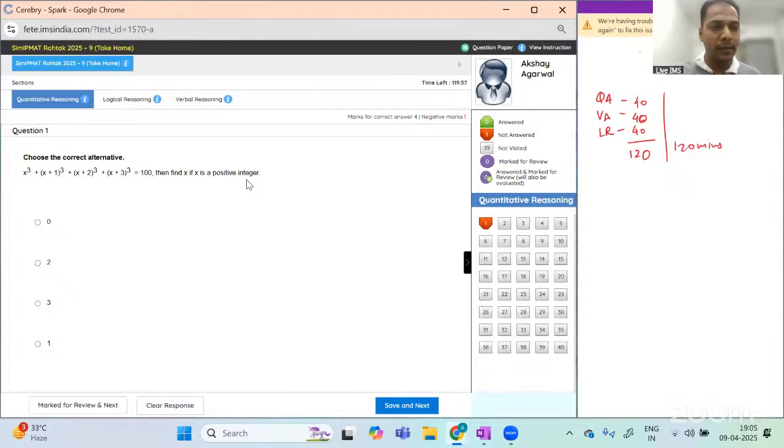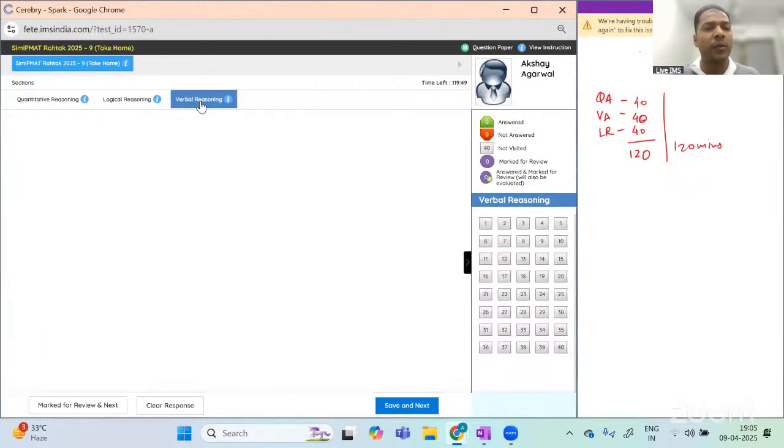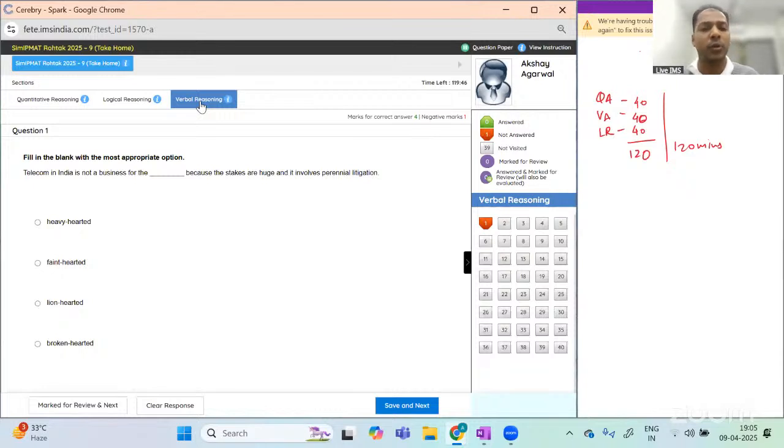My strategy generally is I solve the verbal ability first, because I could end up losing marks there. So I'll solve the verbal first, and then I'll come to the QA and LR sections. The easy questions of VA first.